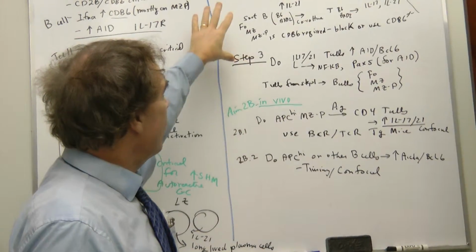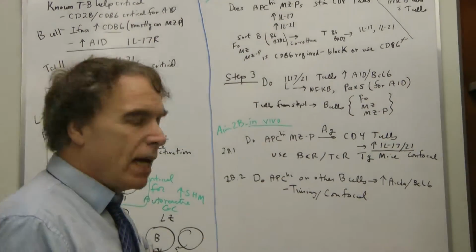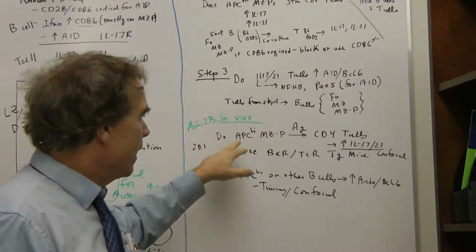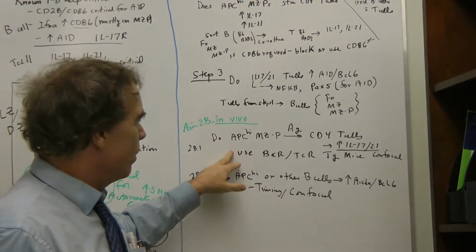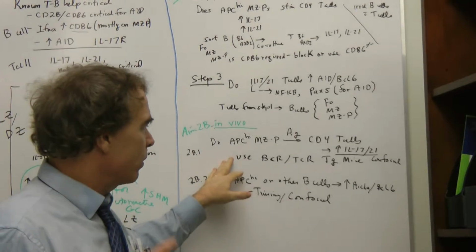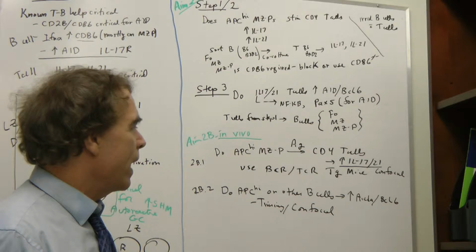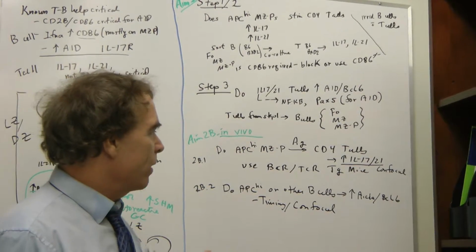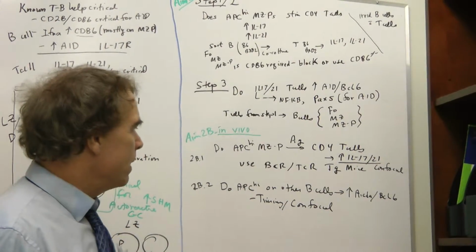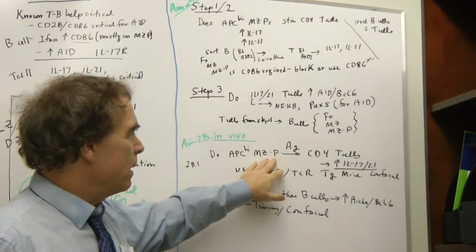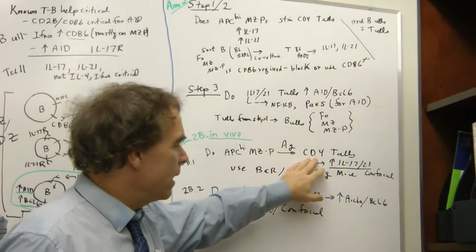Now, this is AIM-2A in vitro, and AIM-2B will be the same thing in vivo, where we know we can administer TNP-Ficoll to the BXD2 mice, and we have them without IL-17 or without IL-21. We just simply stimulate the B cells in vivo, and we know the APC high MZP B cells will pick up the antigen. They'll stimulate the T cells.